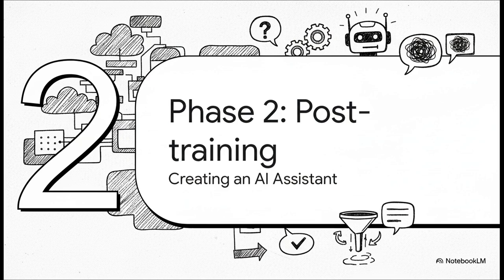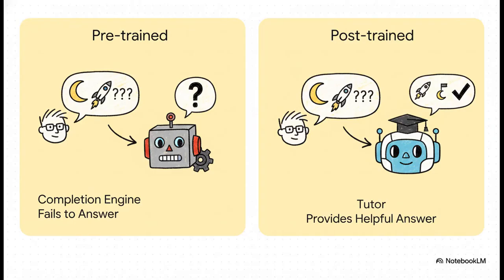But how do we turn that into a useful, helpful AI assistant that you can actually talk to? Well, that all happens in phase 2, post-training. And this slide right here perfectly shows the difference. If you ask a pre-trained model to explain the moon landing to a kid, it might just complete your sentence with another similar question, it's all online somewhere. But a post-trained model actually understands the instruction and gives a really helpful answer. One is just a completion engine, the other is a tutor.